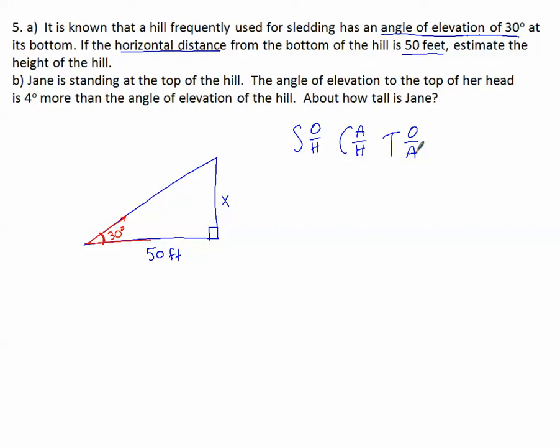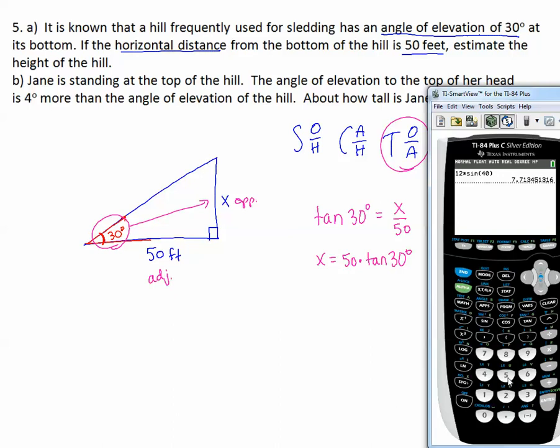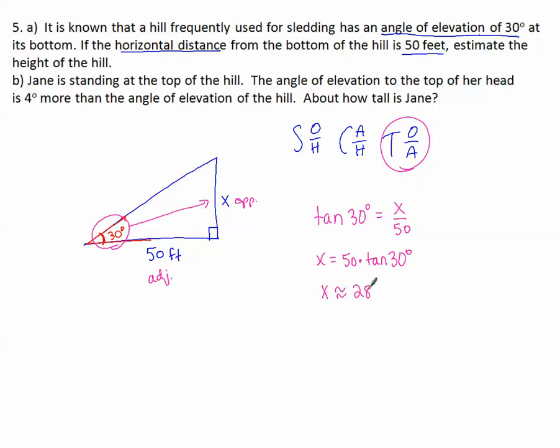All right, let's label from the angle that we have, opposite and adjacent. Hypotenuse, there's nothing, so we won't worry about that. Opposite and adjacent is tangent. So we'll write tangent of 30 degrees equals opposite over adjacent. Because x is in the numerator, we multiply. X is 50 times the tangent of 30 degrees. Grabbing our calculator, 50 times tangent of 30, and I get 28 point, that rounds up to 9. So x is approximately 28.9.